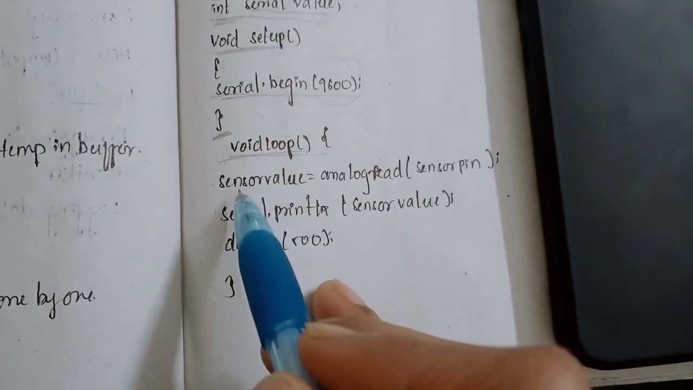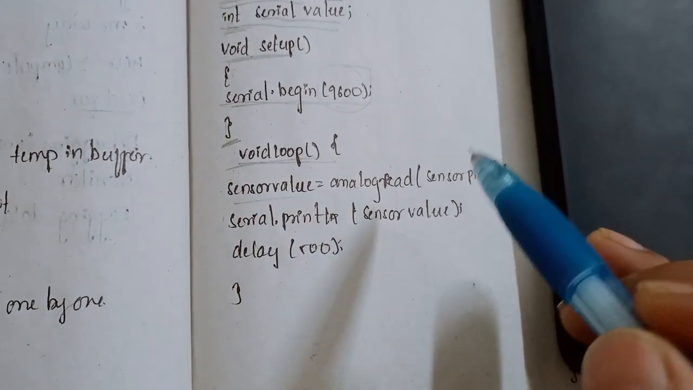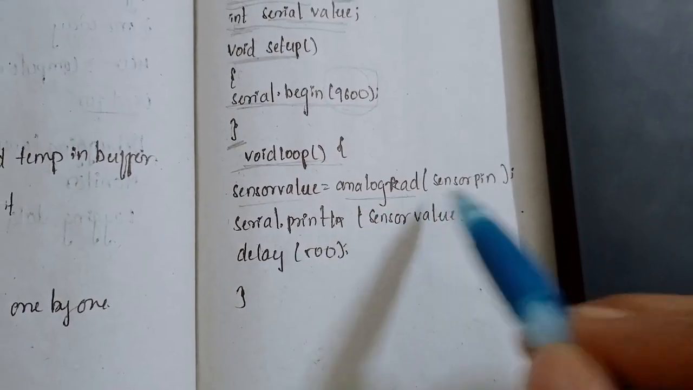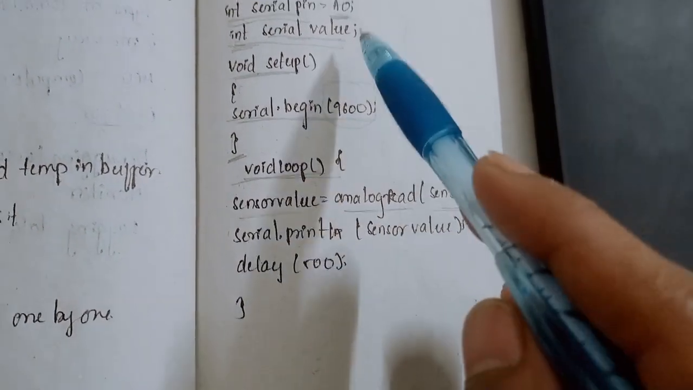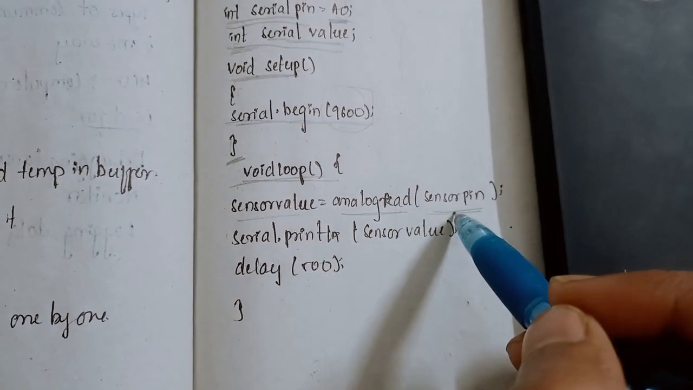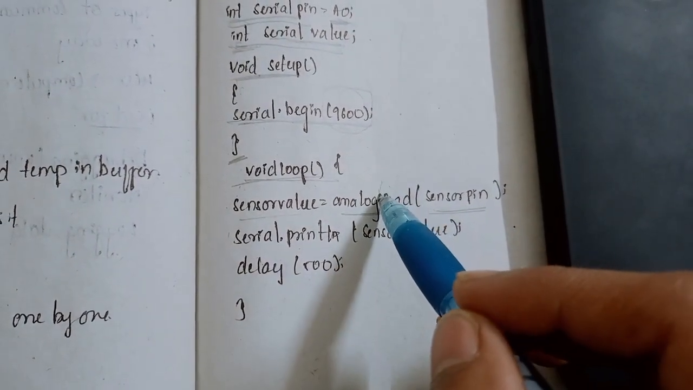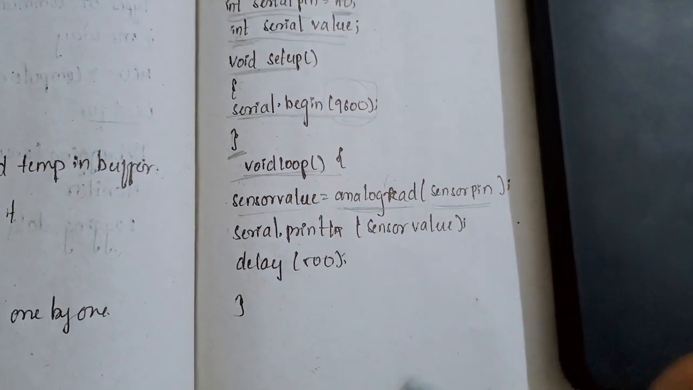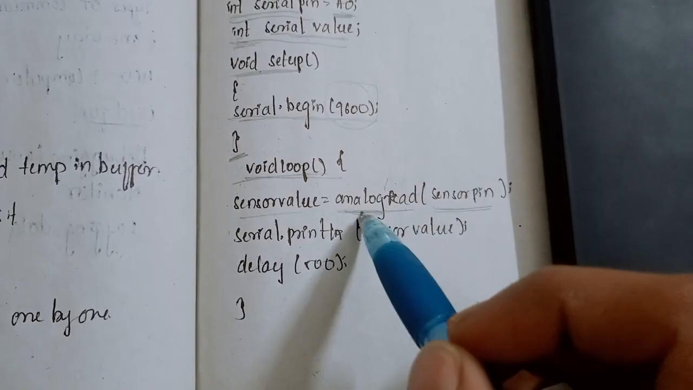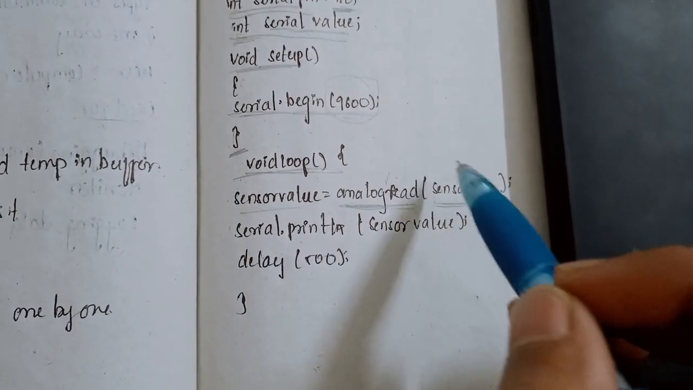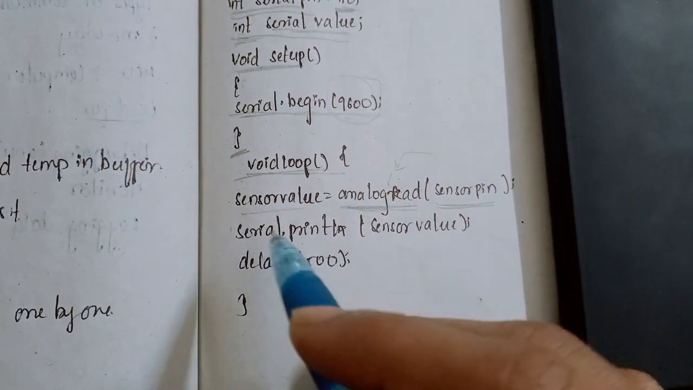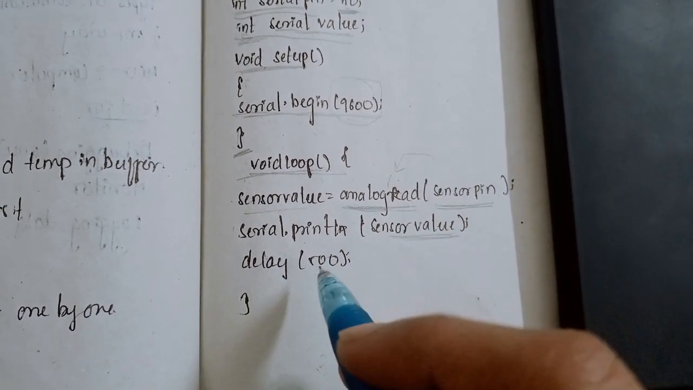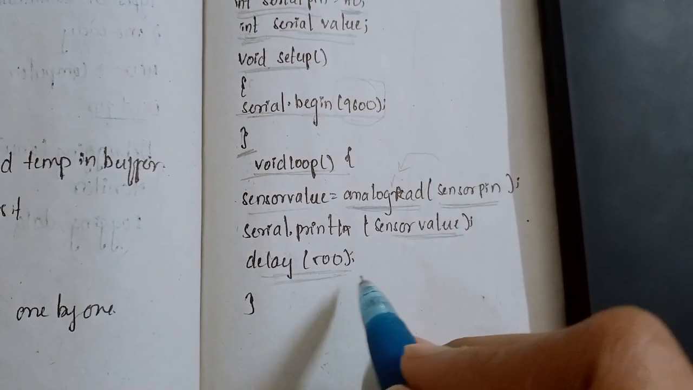In void loop, we need to configure the sensor value. So it reads the value at the sensor pin which we have given here. Any output value we would read. The sensor is an analog type, so analogRead(sensorPin). The output would be read in here, and we are printing the value of the sensor which it gives here, and the delay of 500.